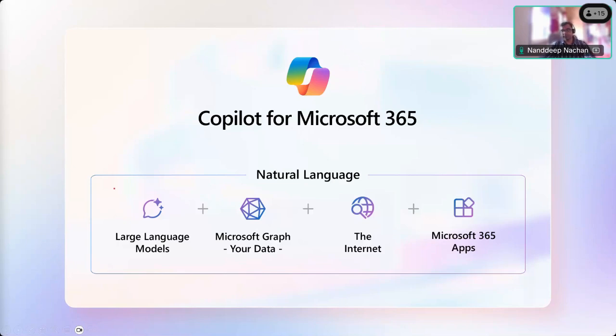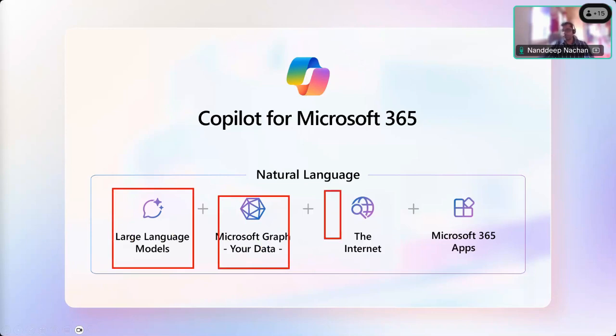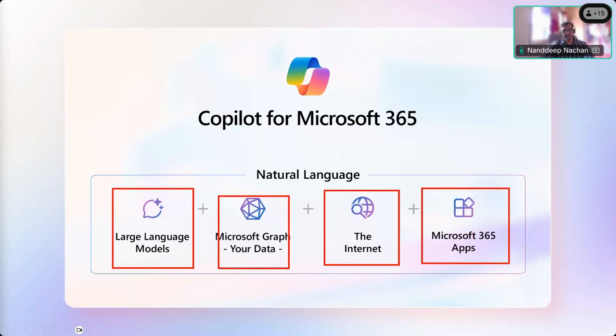The first one is the LLM that we have talked about, large language models. Then we have content in Microsoft Graph, for example emails, chats, and documents that you have permission to access. Then we can use internet access as well, so that Copilot can get a reference of information available on the internet. And lastly, it has access to the Microsoft 365 apps that you use every day, for example Word, PowerPoint, Outlook, Teams, Loop, and many more, to operate with Copilot and support users in the context of their work.